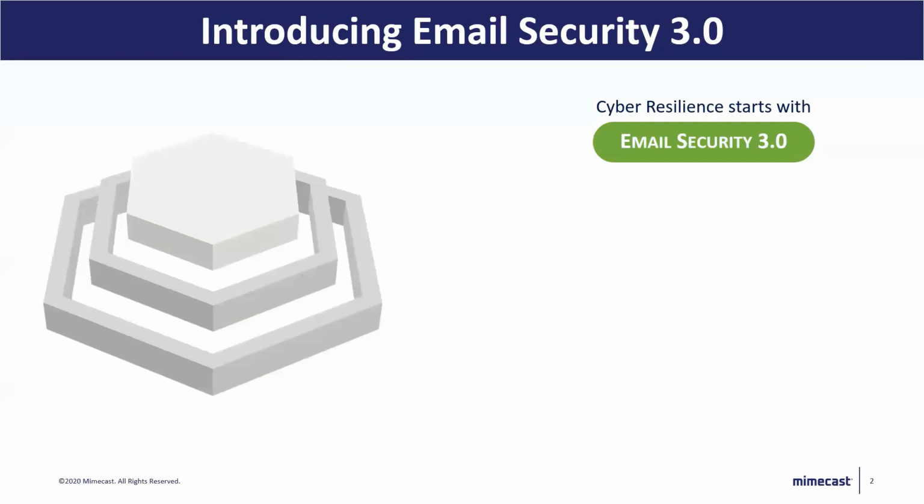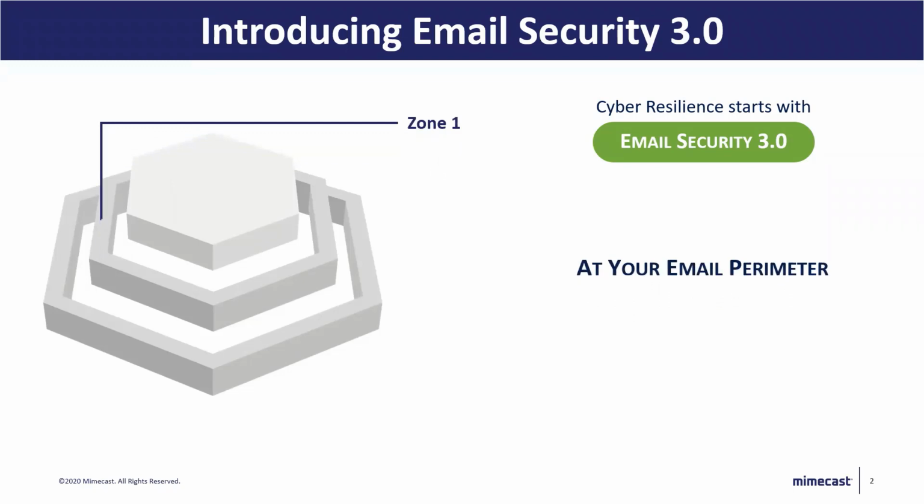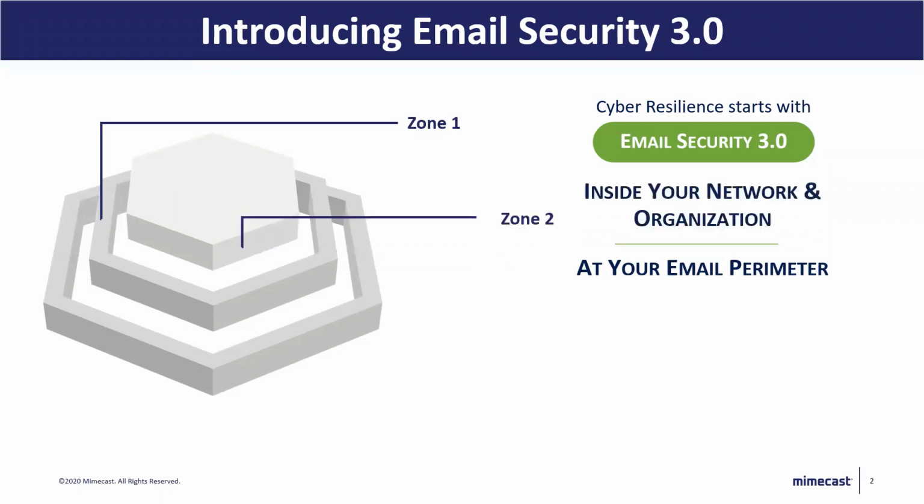Lovely. So Zone 3 is a part of what we call the Mimecast Email Security 3.0 vision, which puts protection into three different zones. Zone 1 is the perimeter, which is the email gateway. That's our bread and butter: anti-spam, anti-phishing, and then the real targeted stuff like impersonations and bad files as well. Zone 2 is inside the organization. This includes things like internal email protect and our awareness training.